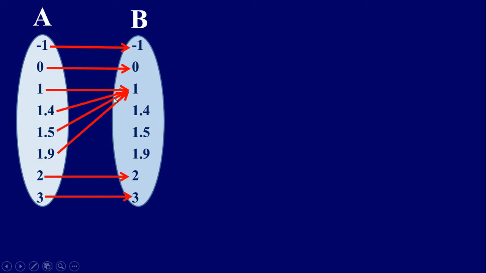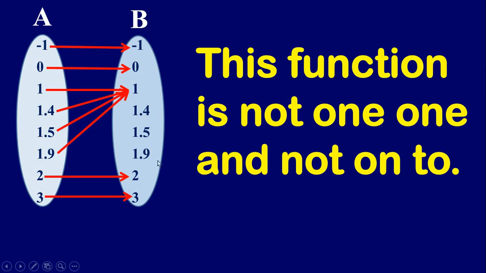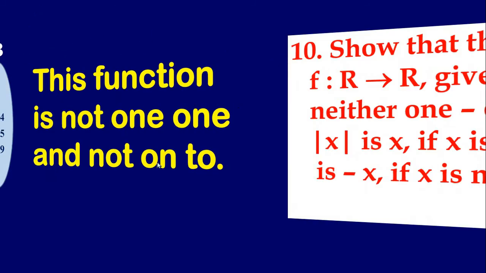All these elements have the same image. Therefore this function is not one-one. Here only integers are images and these decimals are not images. So therefore this function is not onto. Therefore this function is neither one-one nor onto.